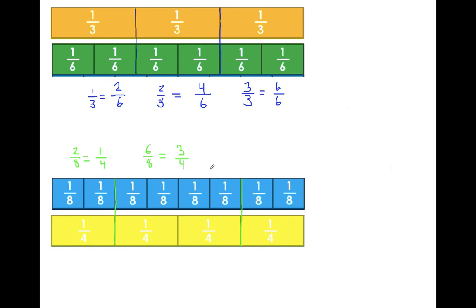On your paper, I would like for you to figure out on your own, if I had 4 eighths, how many fourths does that equal? I'm going to give you just a moment to figure that out. If I have 4 eighths, how many fourths does that equal? If you wrote down that it equals 2 fourths, yes. So 4 eighths would equal 2 fourths. 1, 2.